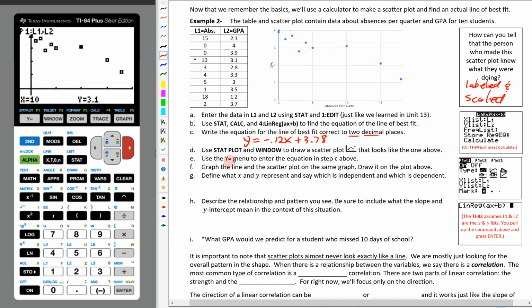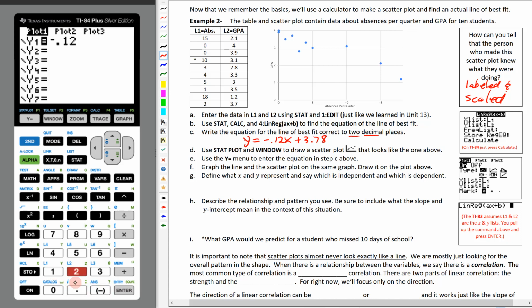And then it says use the y equals menu to enter the equation in step C above. So we want to go back to y equals, and let's put this equation in here. So let's put -0.12, and then we put the x.